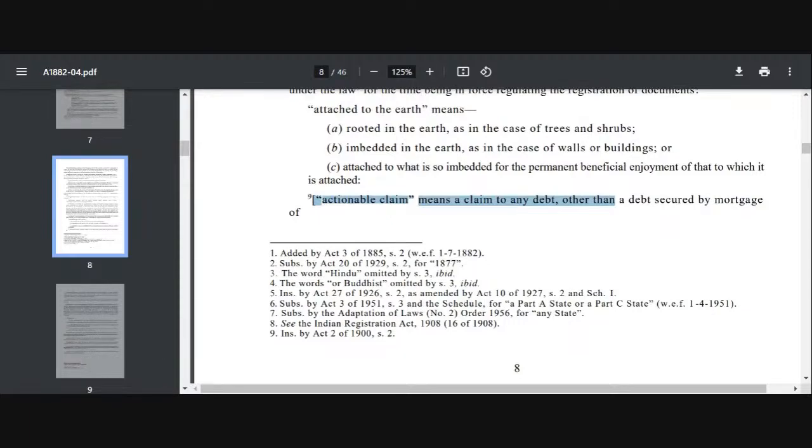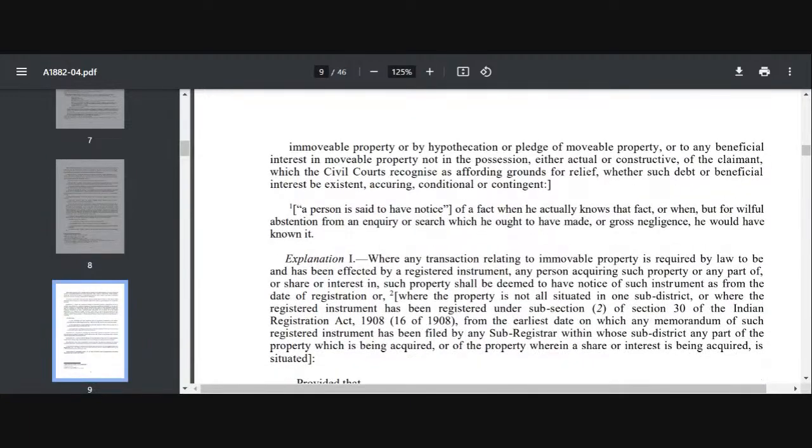Come to notice. What does notice mean? Notice means that you have knowledge or information of a fact, right? And if the person has knowledge of any fact and it can be proved that he had the knowledge, then he is said to have notice of the fact also. Notice means that you have knowledge or information.